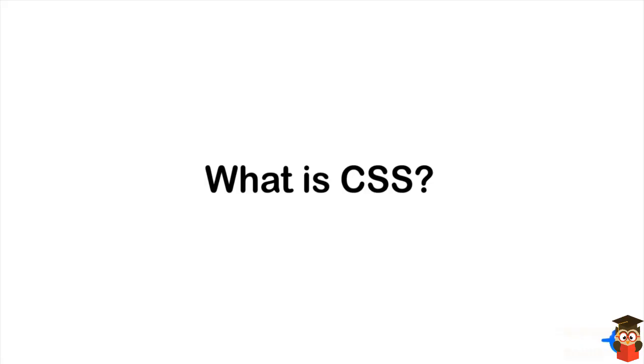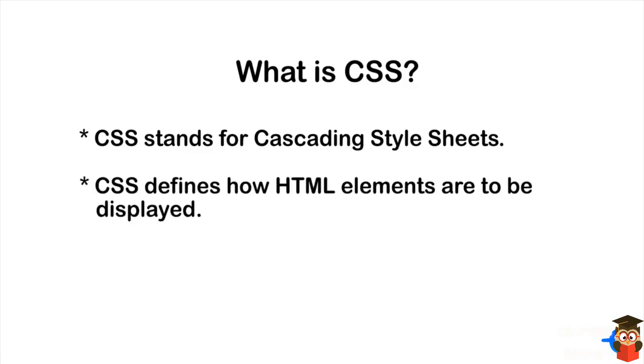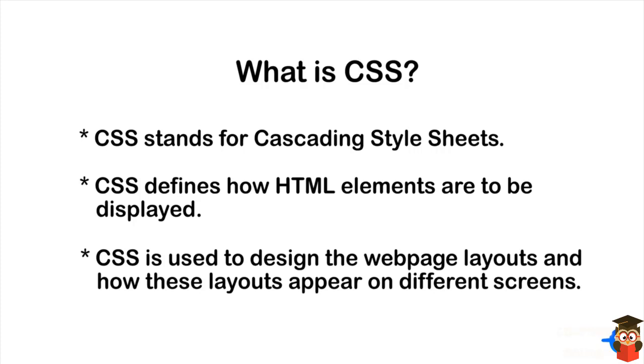Let's start with what is CSS. CSS stands for Cascading Style Sheets. It defines how HTML elements are to be displayed. In other words, it helps to format and add styles to HTML elements. CSS is used to design the web page layouts and how these layouts appear on different screens.